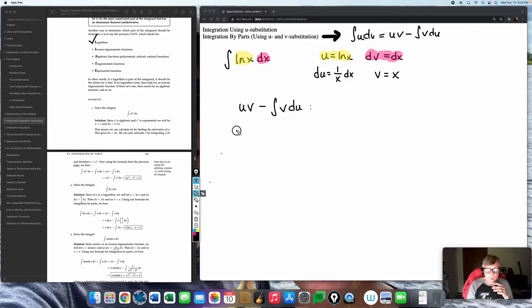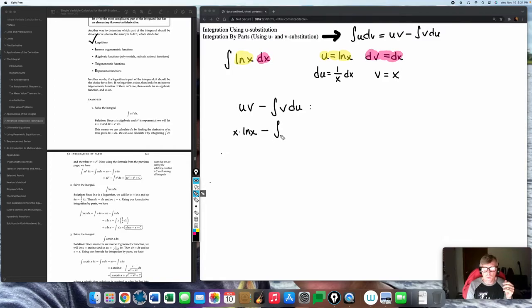So uv, which is x times the natural log of x. Now, you might have been thinking, you're supposed to do natural log of x and then times x. But if I do natural log of x times x, it's kind of like the natural log of x squared, so I want to put the x in the front. That's the reason I did that.